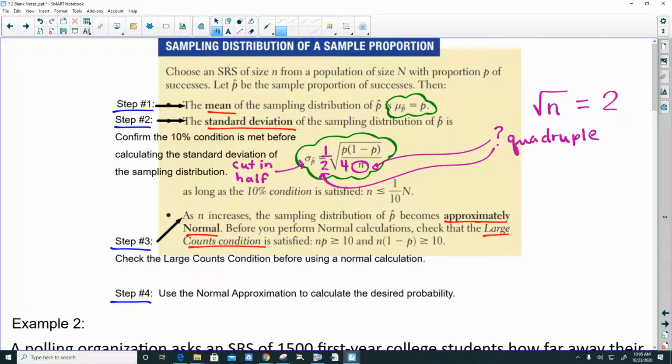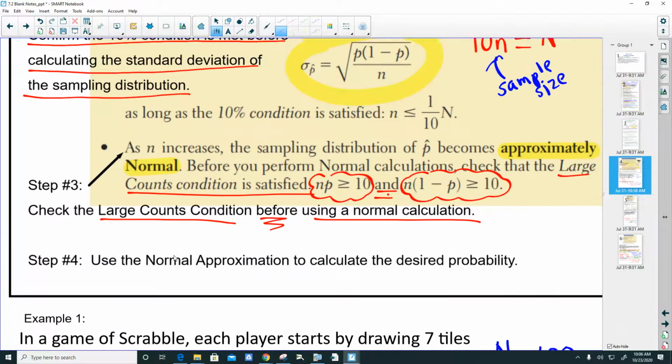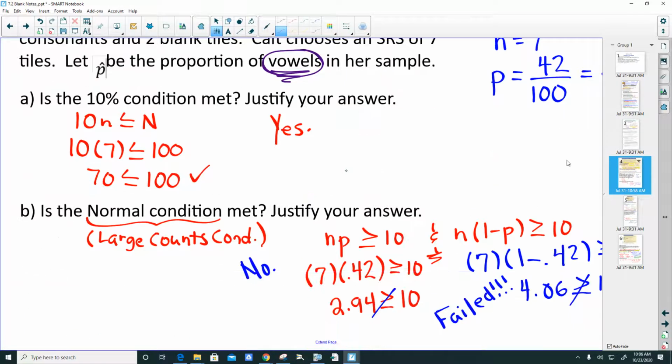And we know that happens. As we increase our sample size, it does cause the spread to shrink in around the true population parameter. So we would always want to quadruple our sample size if we're wanting to cut the spread, the standard deviation, in half.